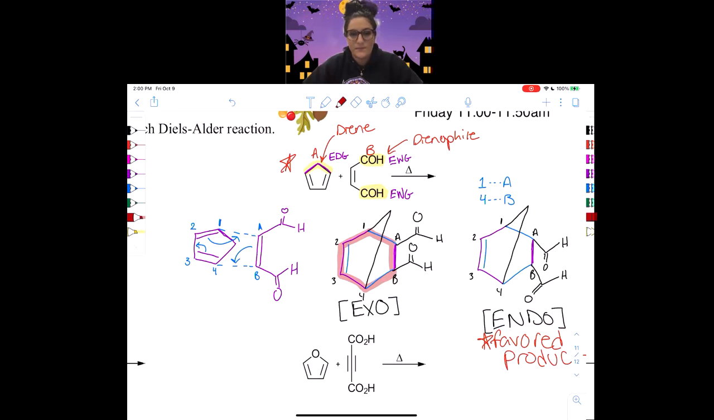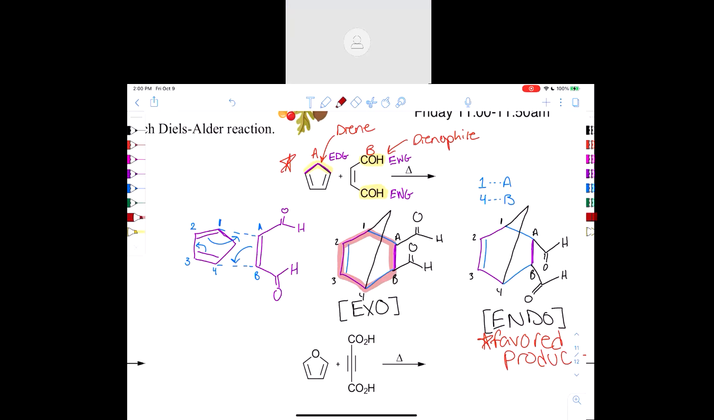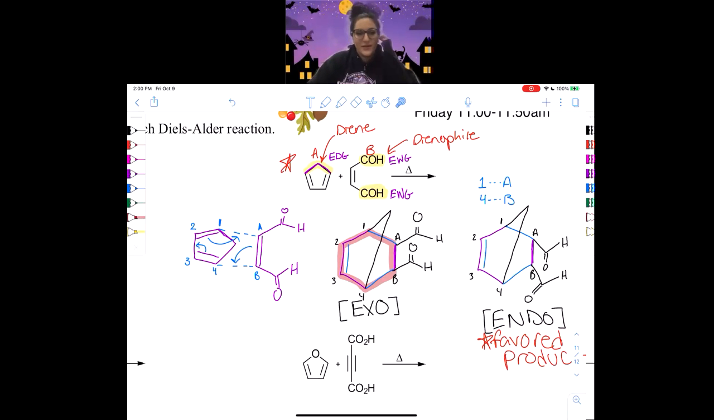How did you know to put the tip, the thing in black? Great question. The reason we put that is because we started with a cyclic diene. So anytime your diene is already in a ring, you're going to have a tip pointing up. And let's say this was a 6-membered ring and you had 2 carbons here, both of those carbons would go up.